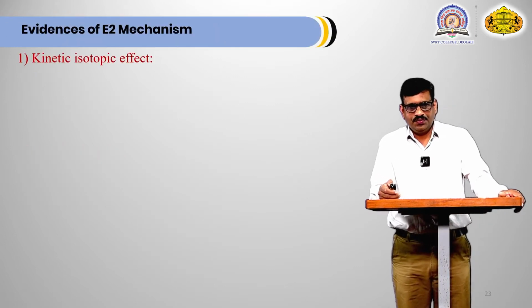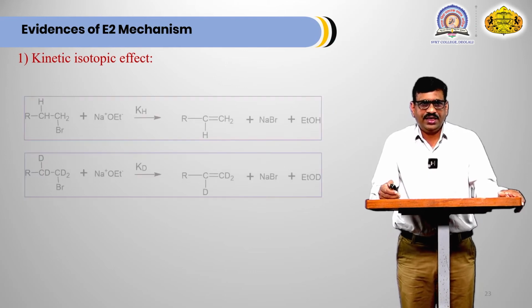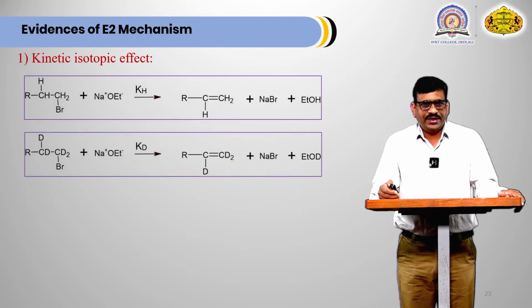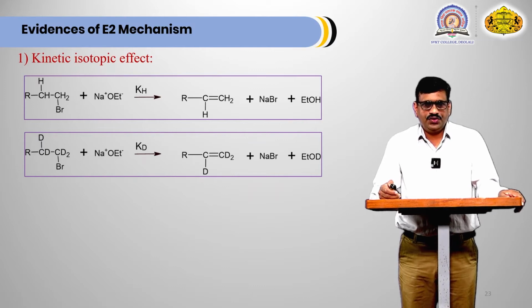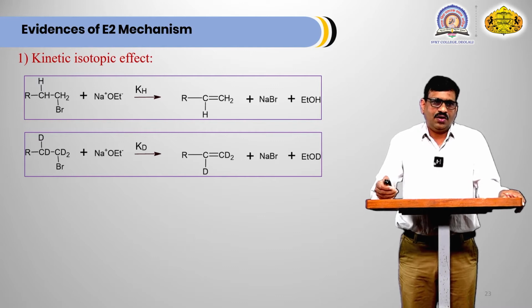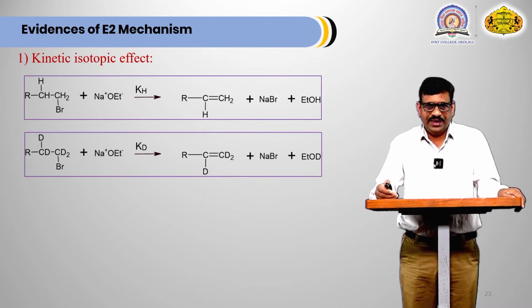Evidences of E2 mechanism. The first evidence is the kinetic isotopic effect. We know that the kinetic isotopic effect is used to study the reaction mechanism; which step in the reaction mechanism is the slow step or which step is the fast step can be found out on the basis of the kinetic isotopic effect. In the kinetic isotopic effect, a normal substrate molecule and a deuterated substrate molecule undergo reaction under the same reaction conditions, and finally the rate of both reactions is measured.